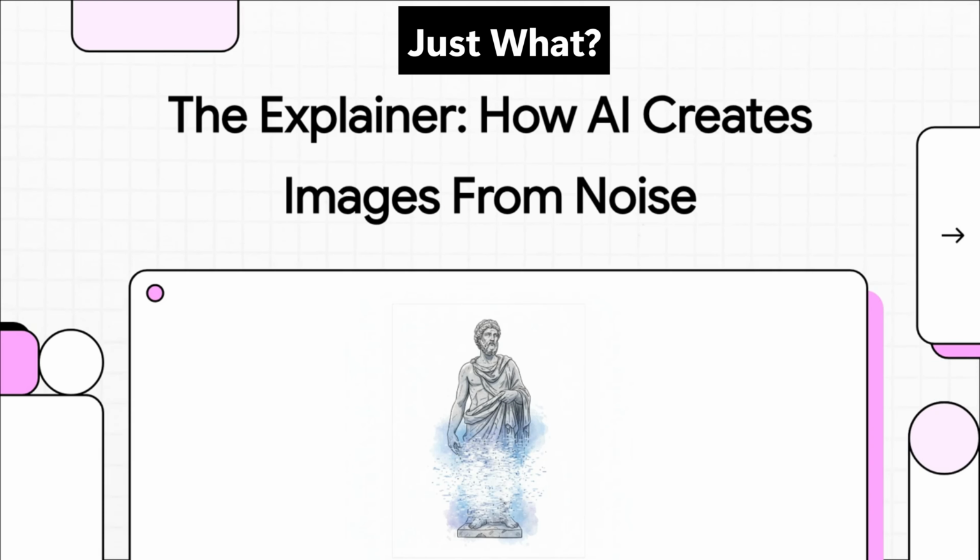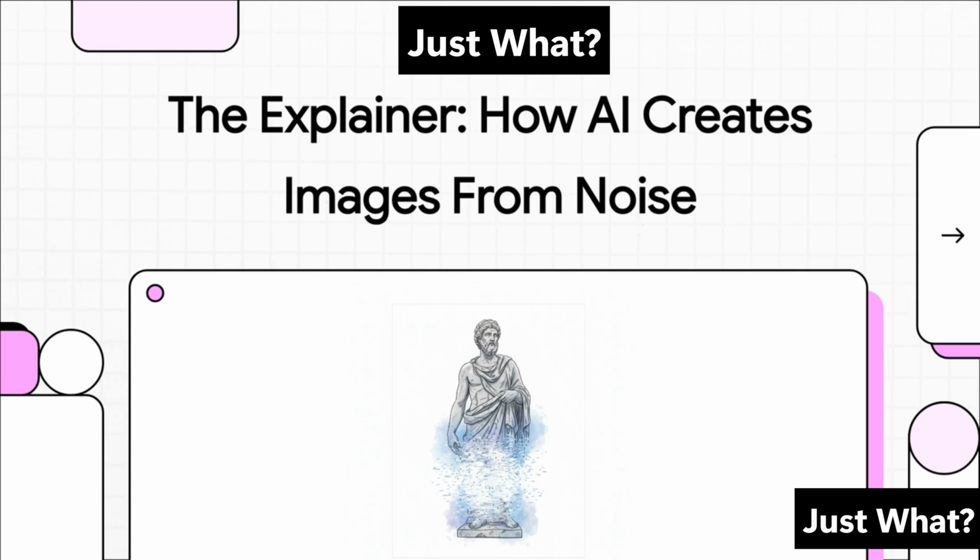Have you ever just stared at an AI-generated image from something like Stable Diffusion or Midjourney and thought, how on earth did it take my silly little sentence and turn it into that? It really does feel like some kind of magic. Well, today, we're going to pull back the curtain and see exactly how the trick is done.